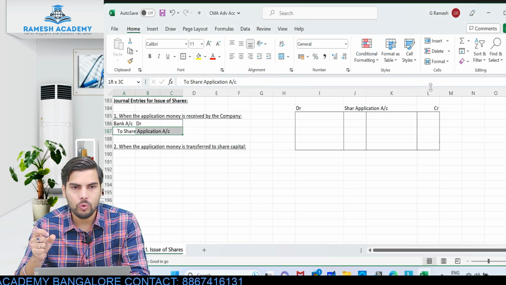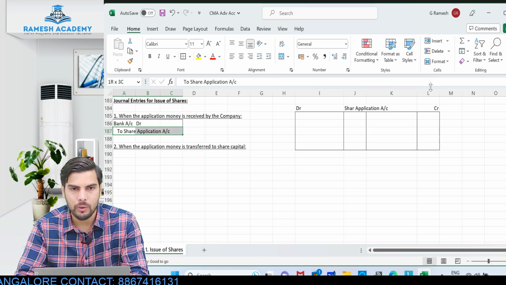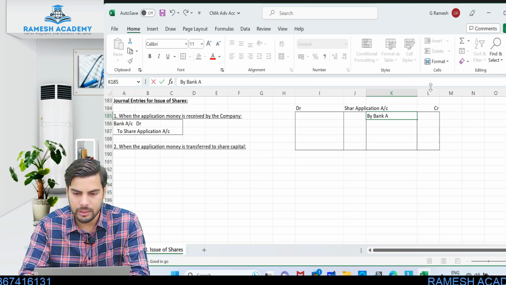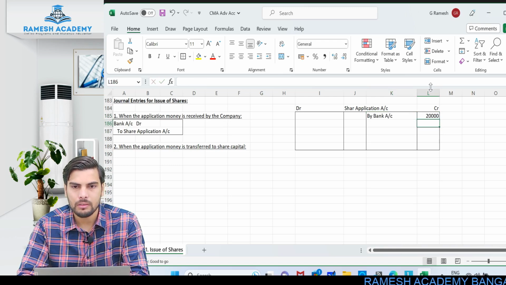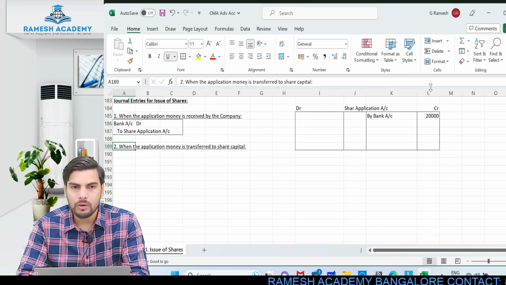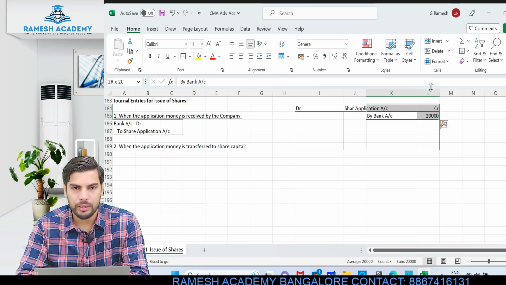If I want to do the posting of this 20,000 in the share application ledger, on which side will I be showing it? According to the journal entry, share application is credited. I am preparing this particular share application ledger, so on the credit side, I'll be mentioning by bank account 20,000 rupees. Clear? Now look at the next transaction. This 20,000 rupees, I need to transfer it to share capital.